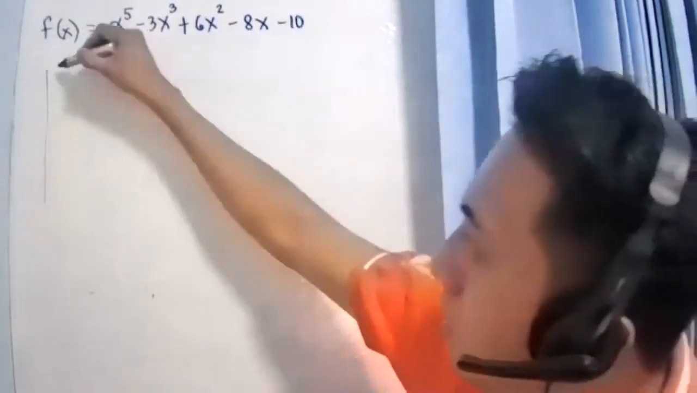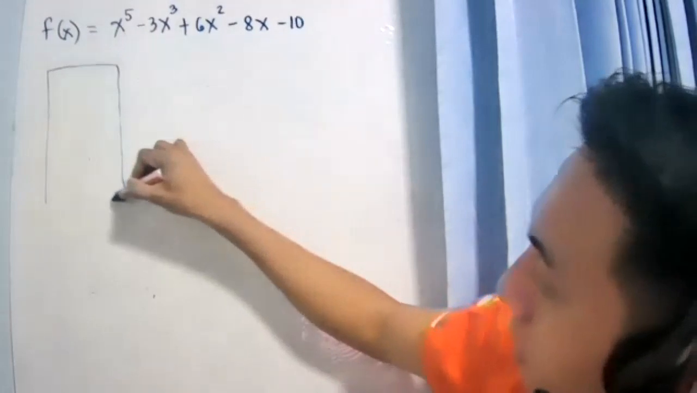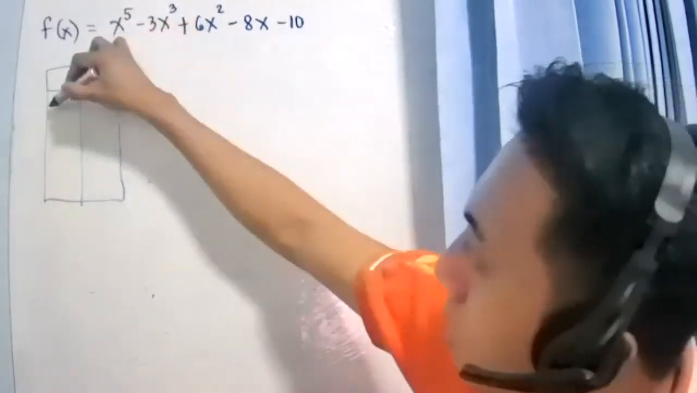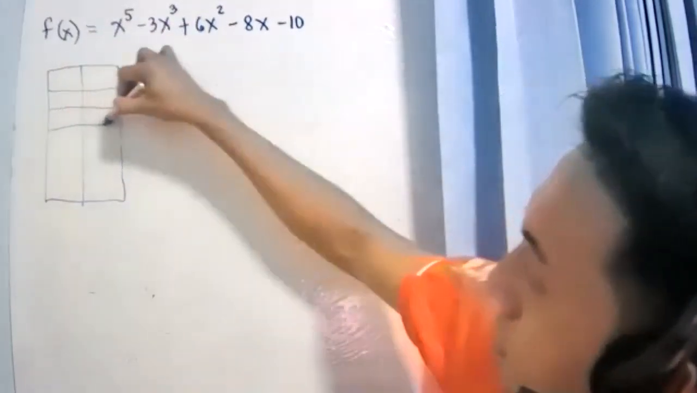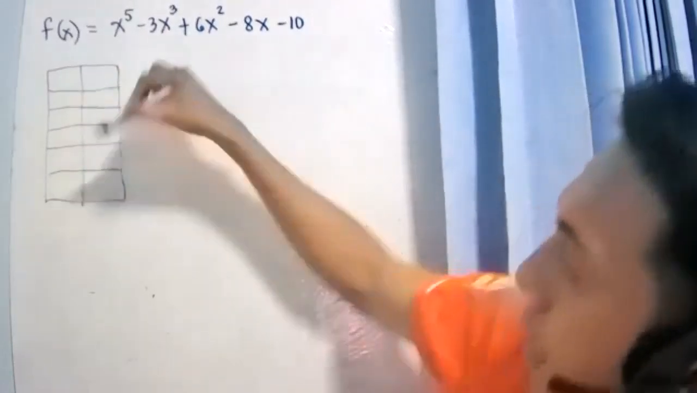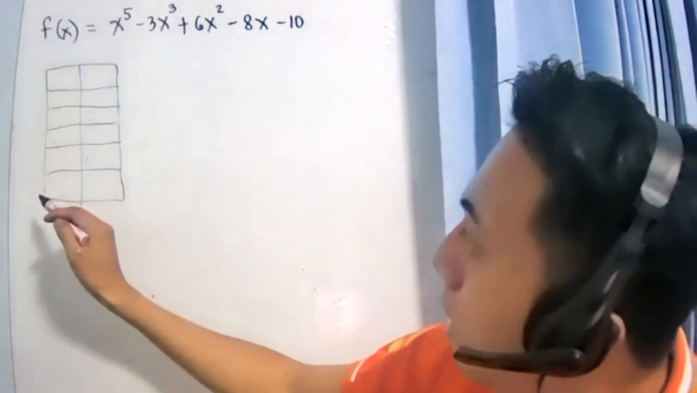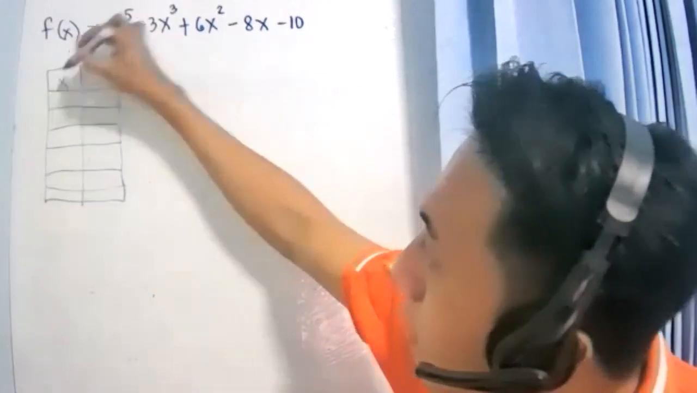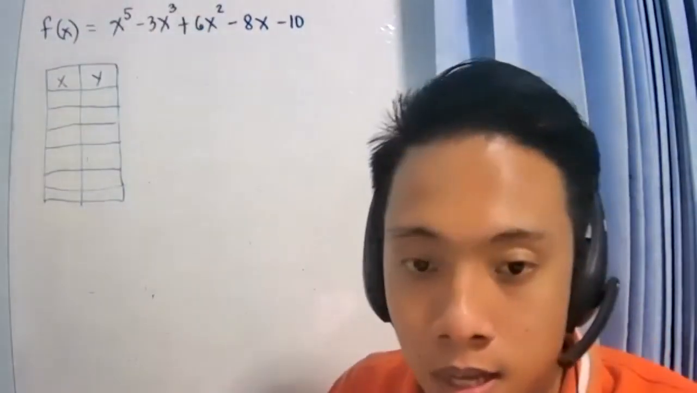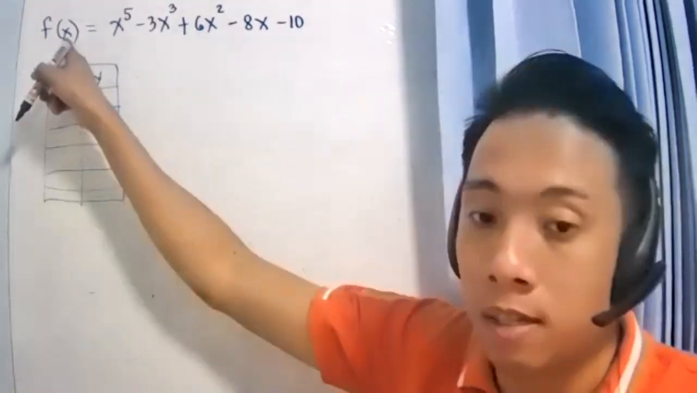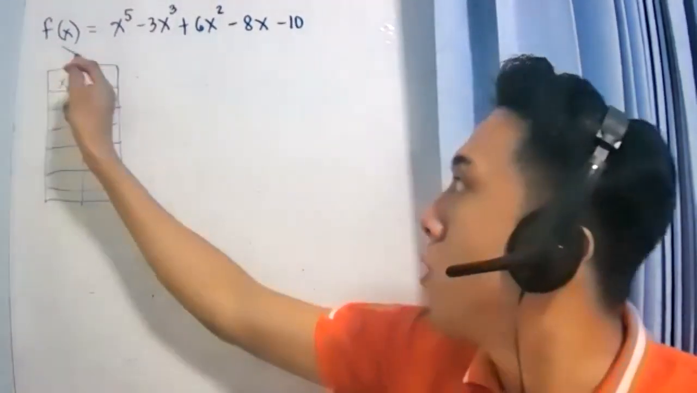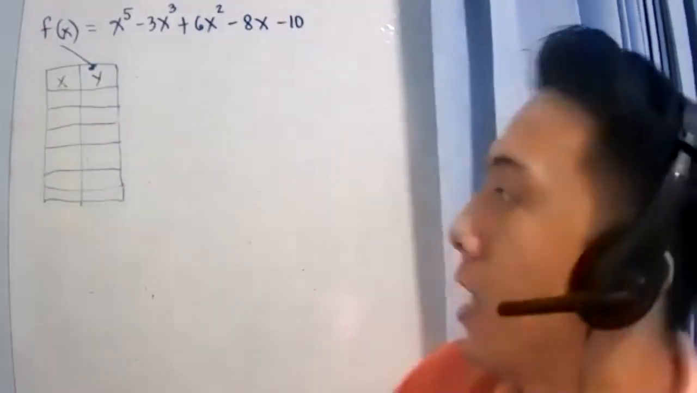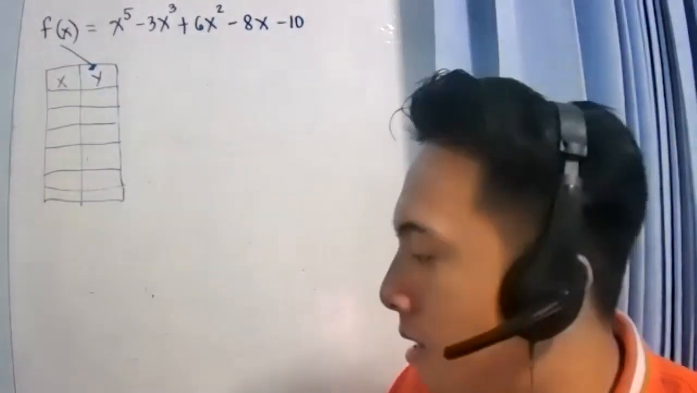So we'll create a table here. What do we need to put inside? Of course, we will put x and y. Why don't we have f of x? Remember, f of x is also y. So I will just put y there, to save ink.